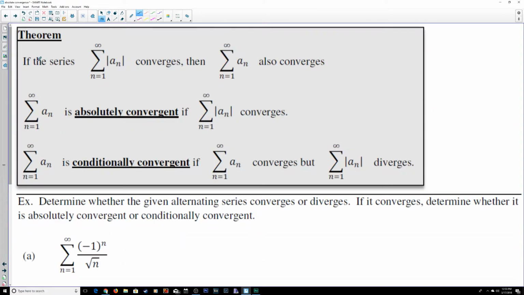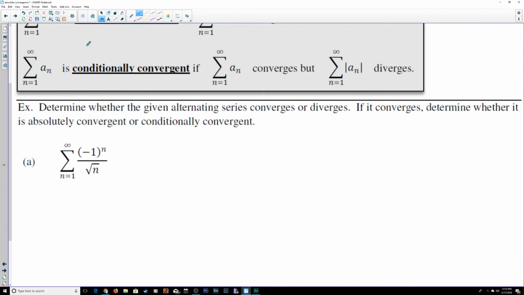Here's the theorem. If the series of the absolute value of a sub n converges, then we say the series also converges. The series is absolutely convergent if the absolute value of a sub n converges. The series is conditionally convergent if the series converges, but the absolute value of a sub n diverges. All right, let's make some sense out of this theorem by doing some examples.